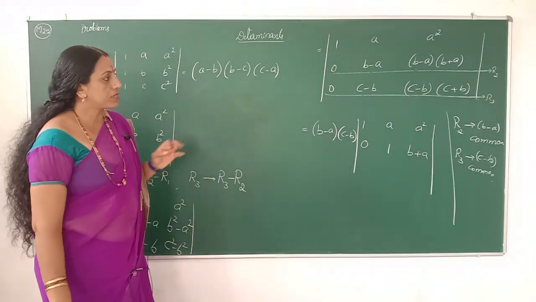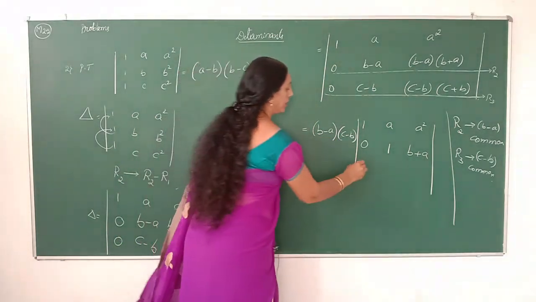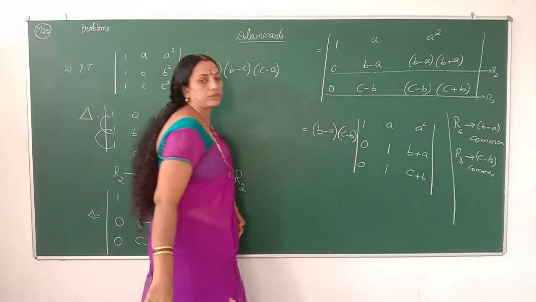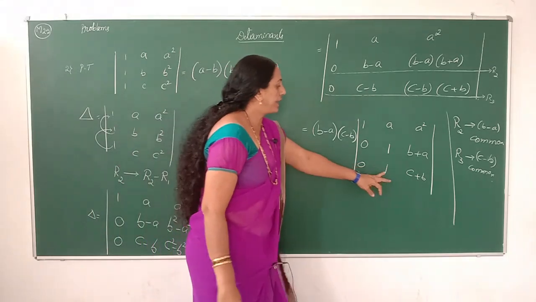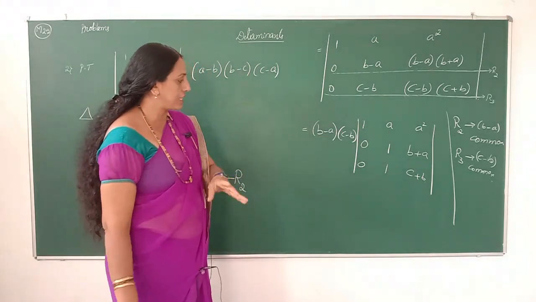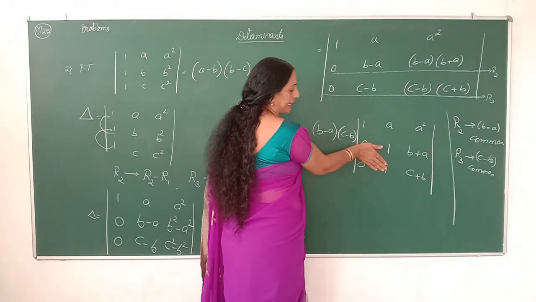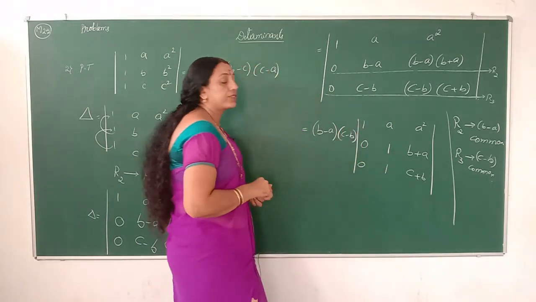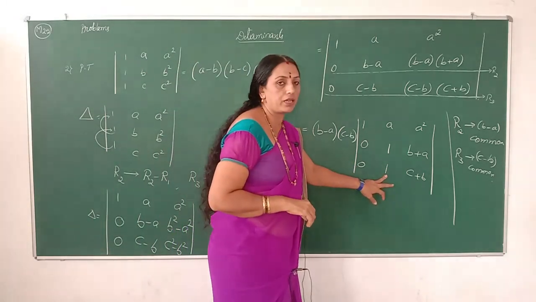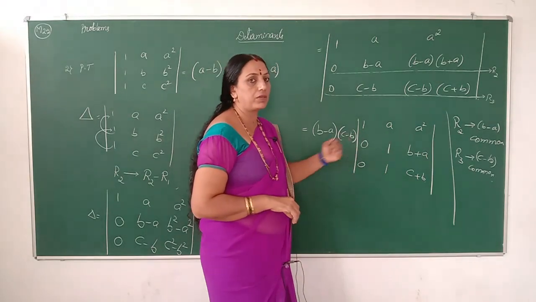Similarly, in the third row, now c minus b is a common factor, and the remaining elements are 0, 1 and c plus b. Then next we'll observe the elements of R3. It's one of the properties of the determinant: if all the elements on one side of the leading diagonal are 0, then the value of the determinant is the product of the diagonal. But in this case, the third element is not 0. Therefore, first we'll reduce the elements of R3 to 0.